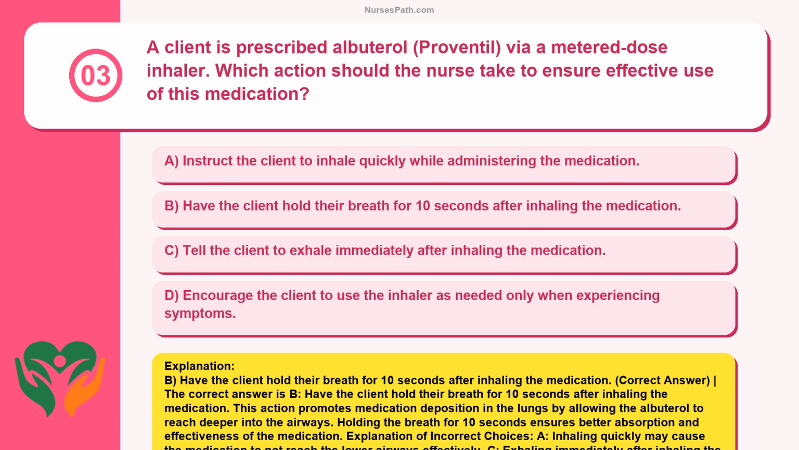Explanation of incorrect choices. A. Inhaling quickly may cause the medication to not reach the lower airways effectively. C. Exhaling immediately after inhaling the medication can decrease the amount of medication reaching the lungs. D. Using the inhaler only when experiencing symptoms may lead to ineffective management of respiratory conditions.